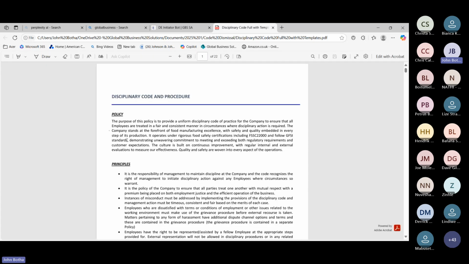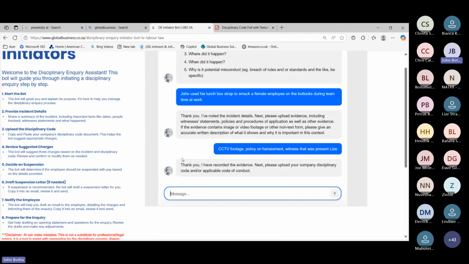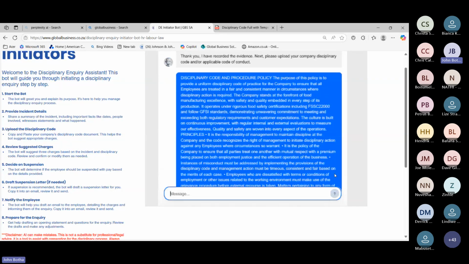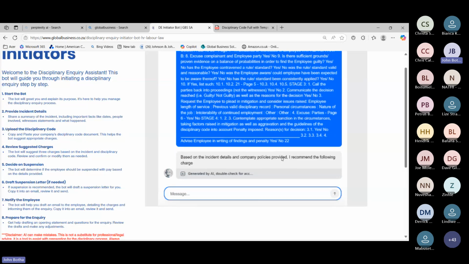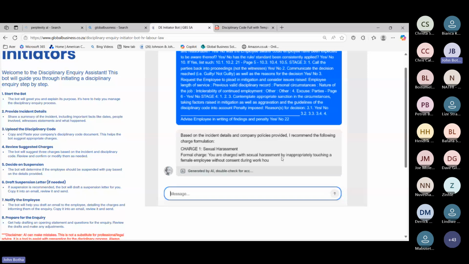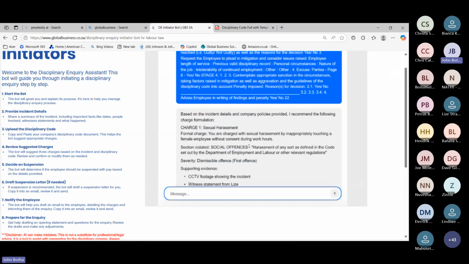Now, the good thing with this, colleagues, is if you are aligning your disciplinary codes to those of your client, then of course you want to have the ability to upload your client's particular disciplinary code. But for purposes of today, I've just used a generic disciplinary code. I've uploaded it. And as you can see, this robot, with my poor connection, is now busy formulating charges. Obviously, you would have uploaded witness statements, etc.